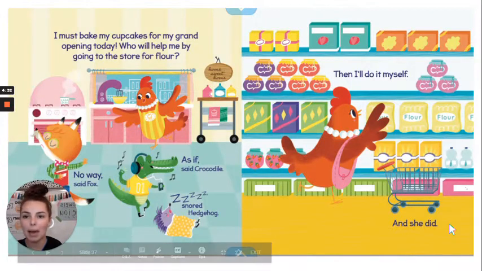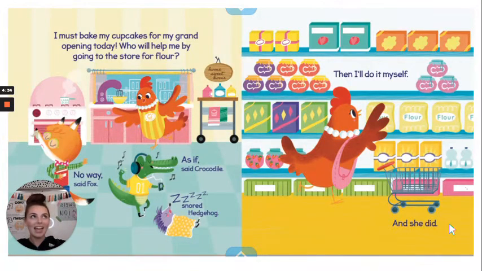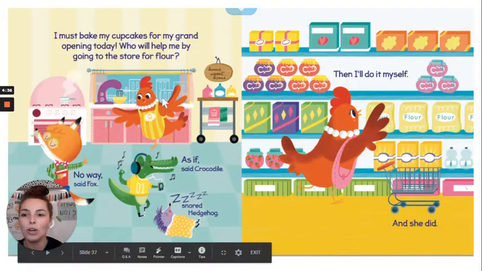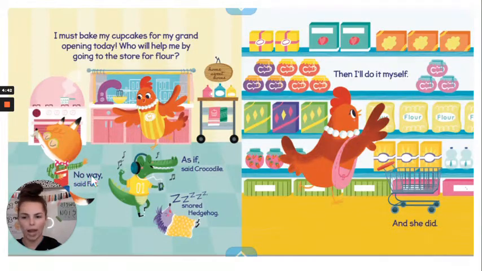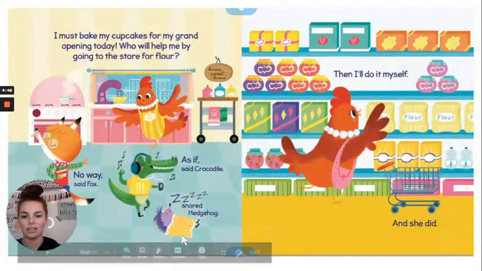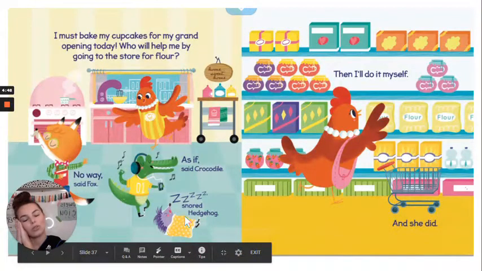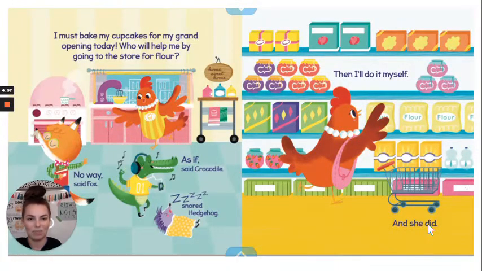I must bake my cupcakes for my grand opening today. Who will help me by going to the store for flour? No way, said Fox. As if, said Crocodile. Zzz, snored Hedgehog. Then I'll do it myself. And she did.